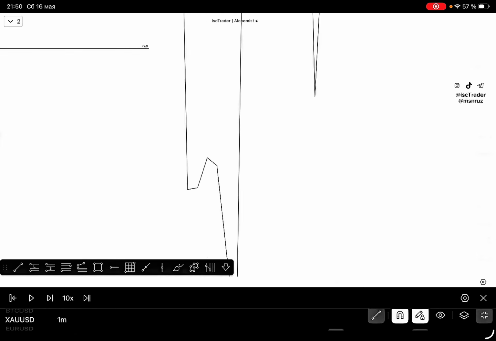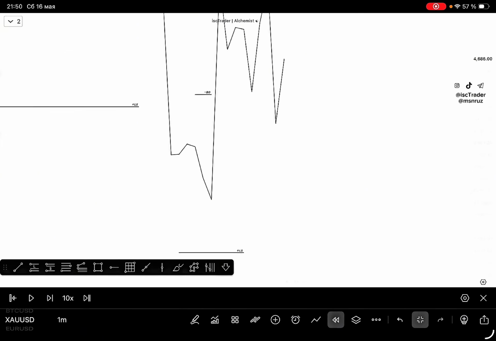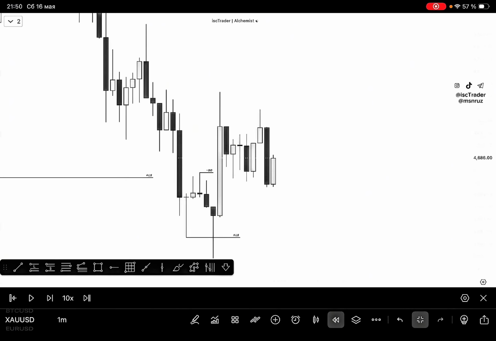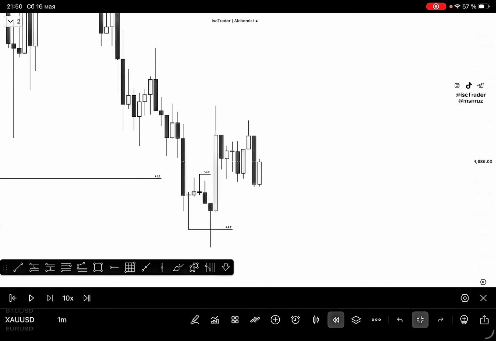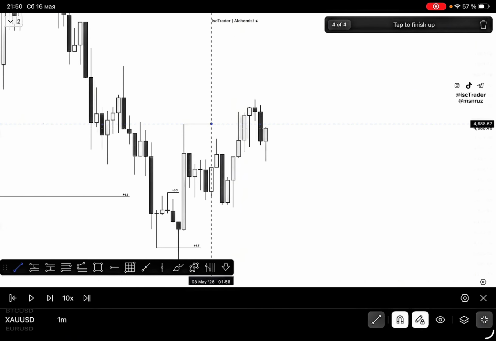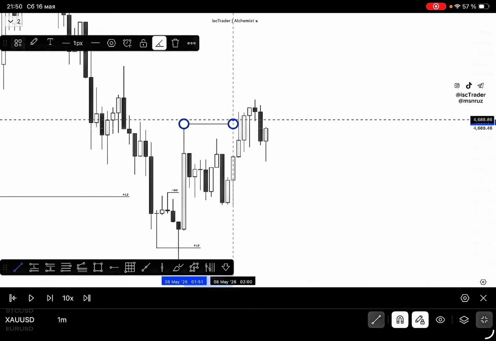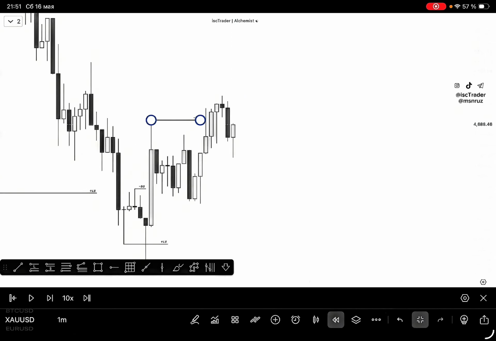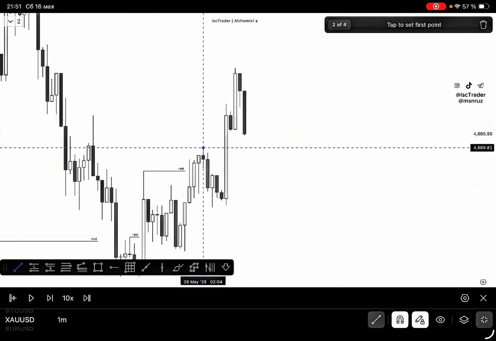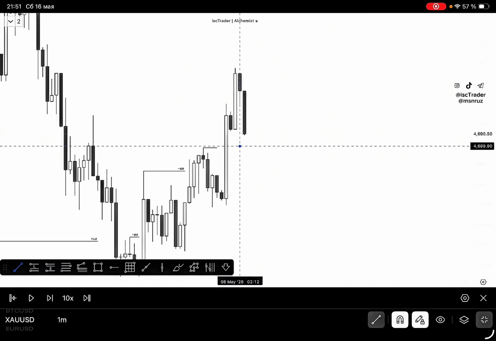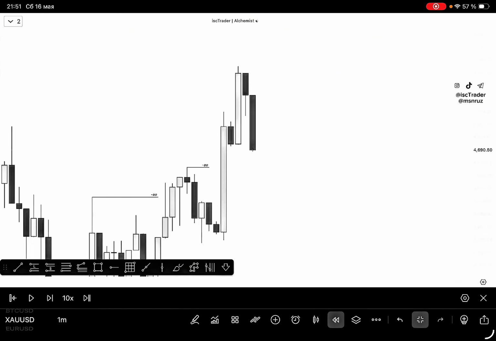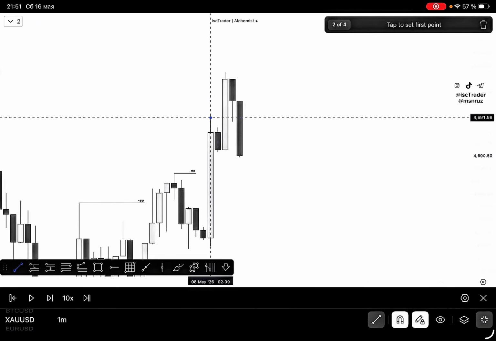Liquidity sweep. Okay. Now we need to wait for the second breakout. The second breakout. And the third breakout. The fourth breakout happened here.